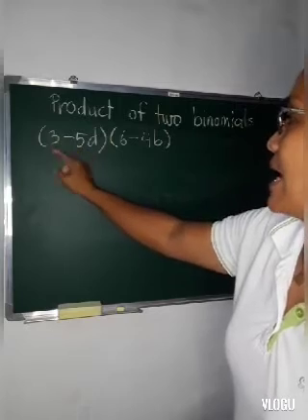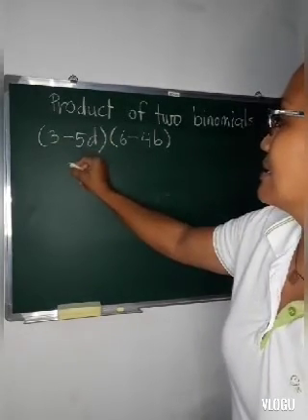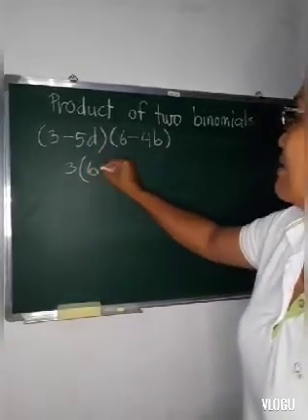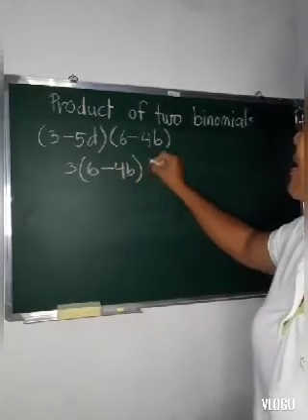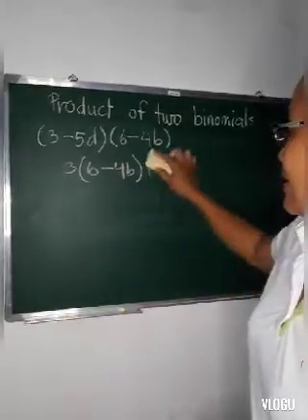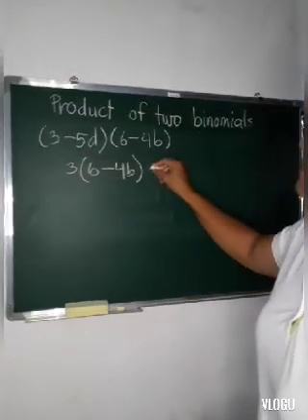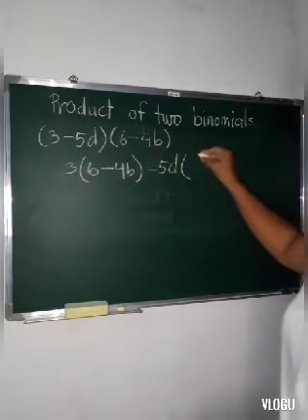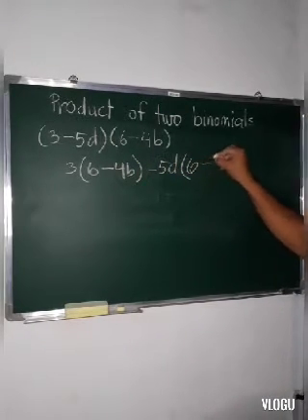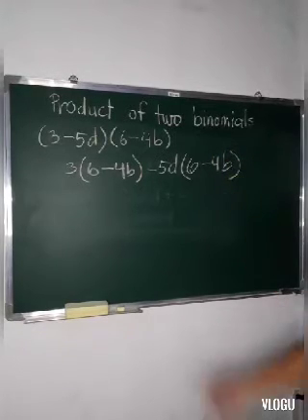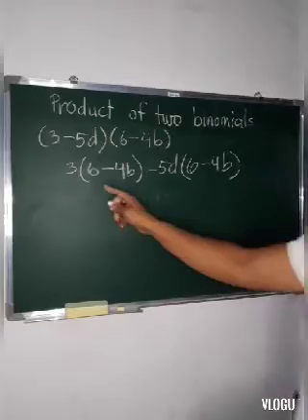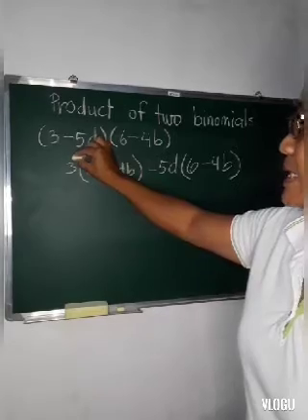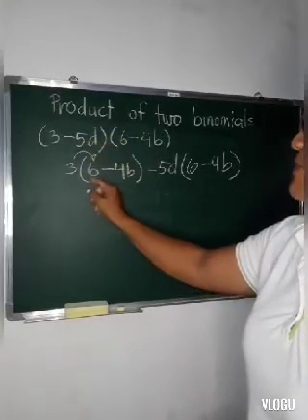Just copy the first term in our first factor. So 3 multiplied with this one, 6 minus 4b, plus negative 5D multiplied with this one, 6 minus 4b. Okay, so we're going to multiply 3 with 6 minus 4b. So distributive property, 3 times 6, we have 18.